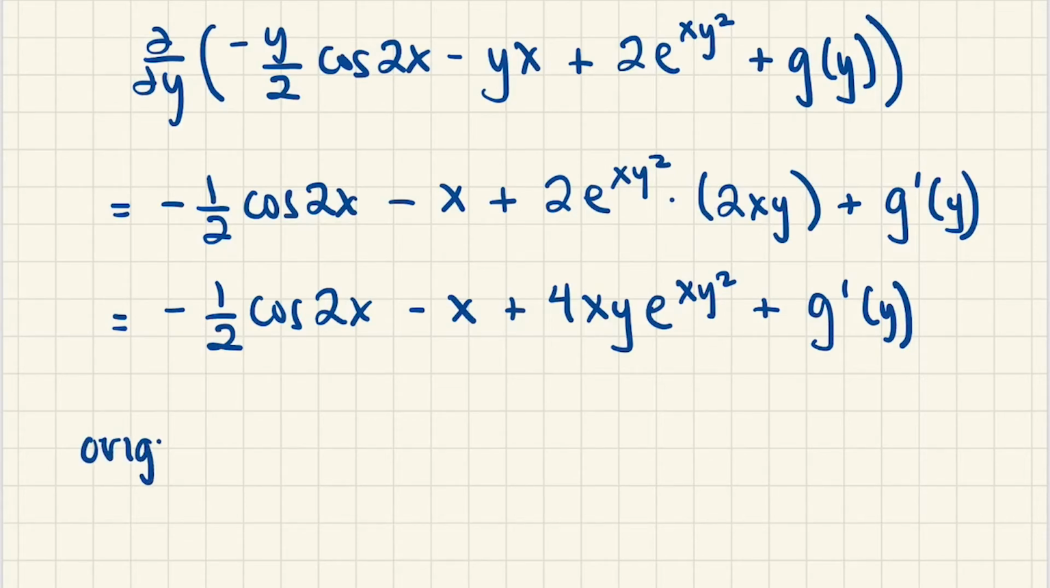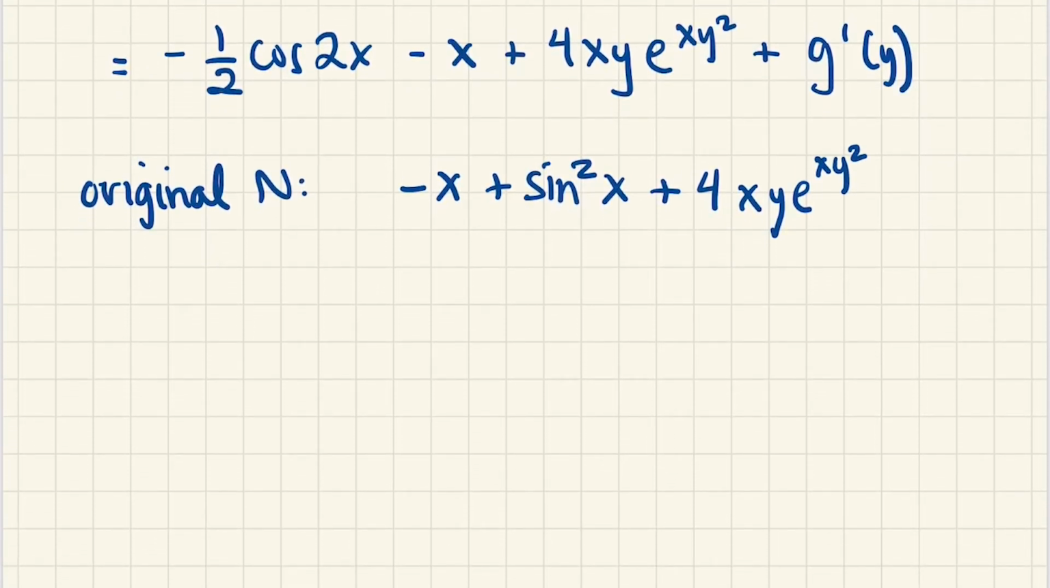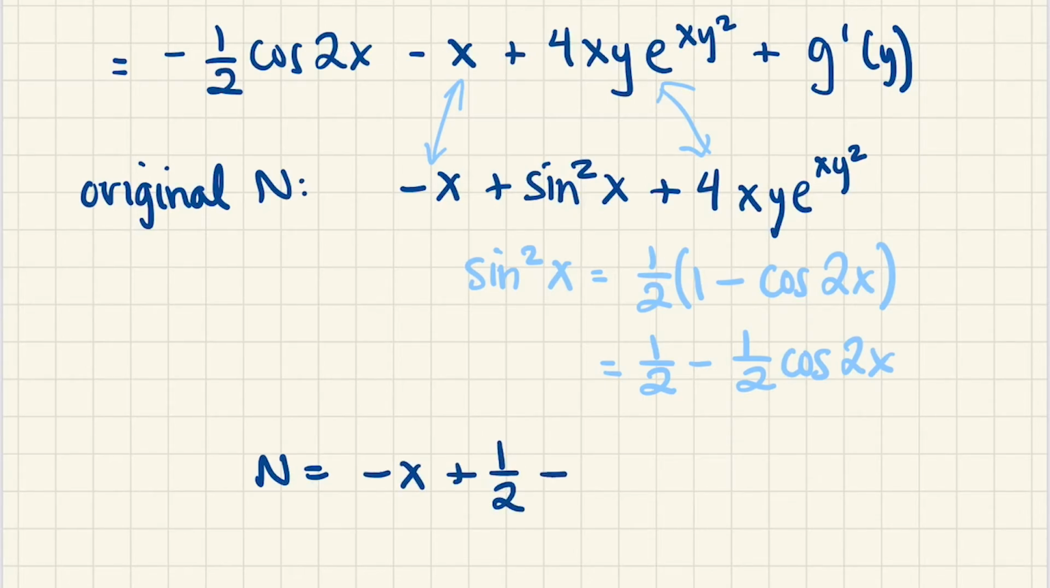And the original n was negative x plus sine squared x plus 4xy e to the xy squared. Okay, so it looks like these terms coincide, these terms coincide. What about this sine squared and the cosine of 2x? Well, you may recall from Calc 2 that sine squared of an angle is 1/2 times 1 minus cosine of twice that angle. Or it could be written as 1/2 minus 1/2 cosine of 2x, which means that n is actually negative x plus 1/2 minus 1/2 cosine of 2x plus 4xy e to the xy squared.